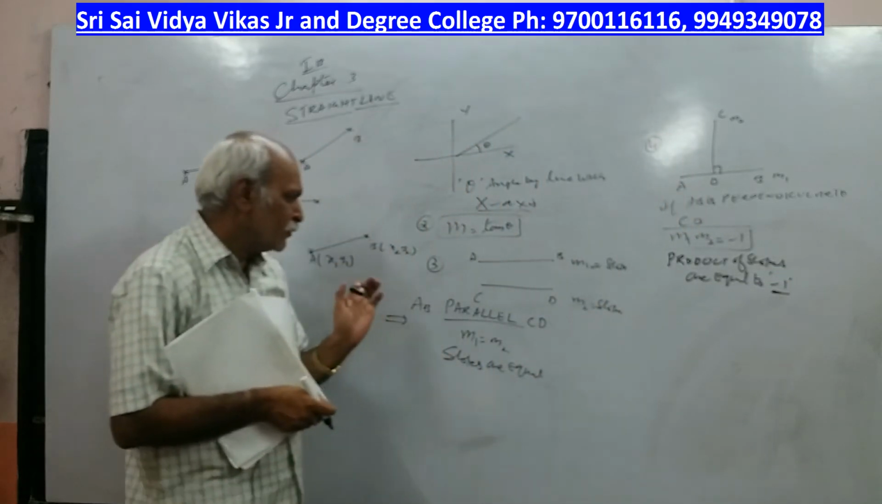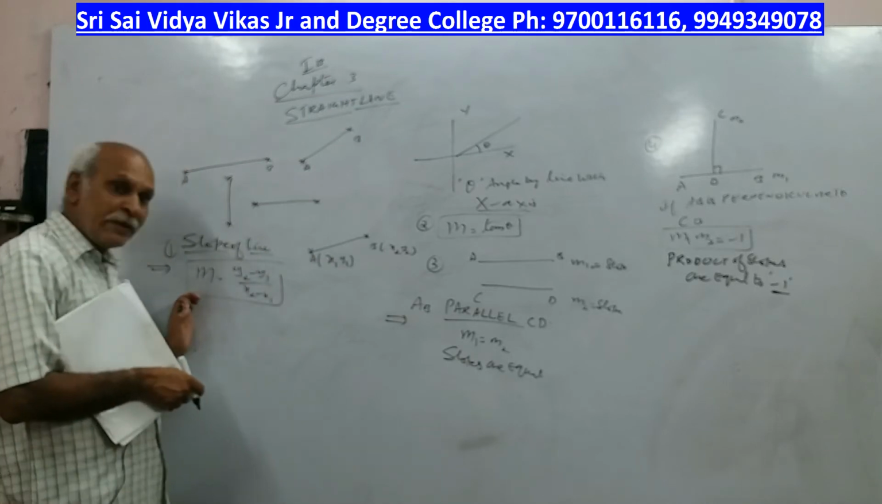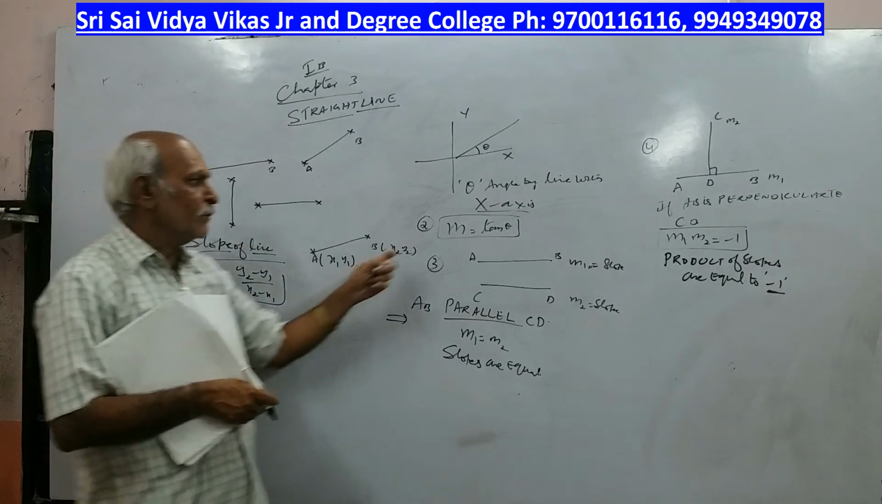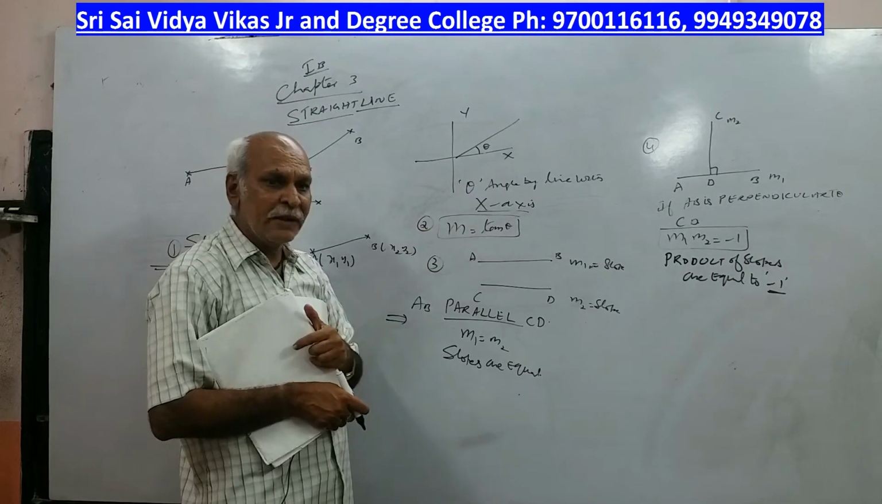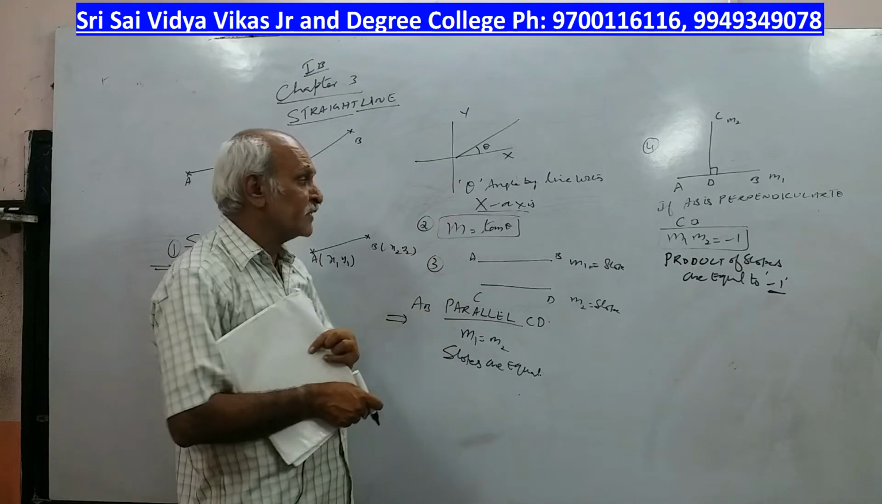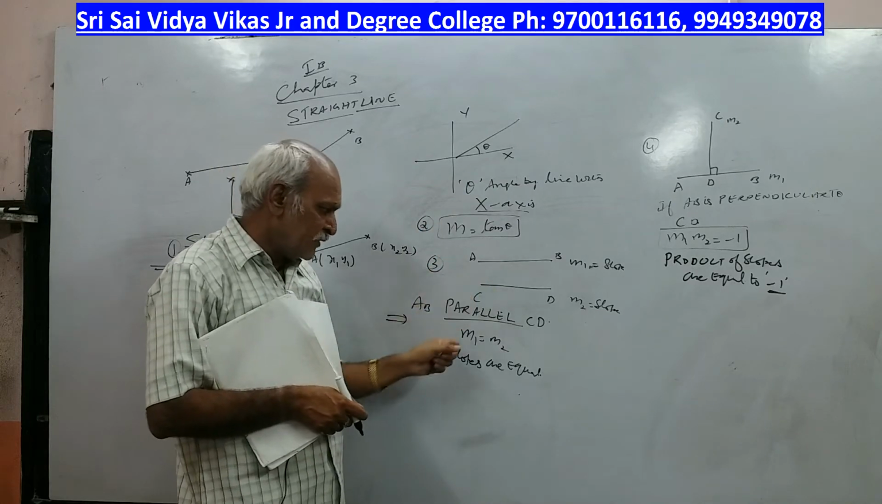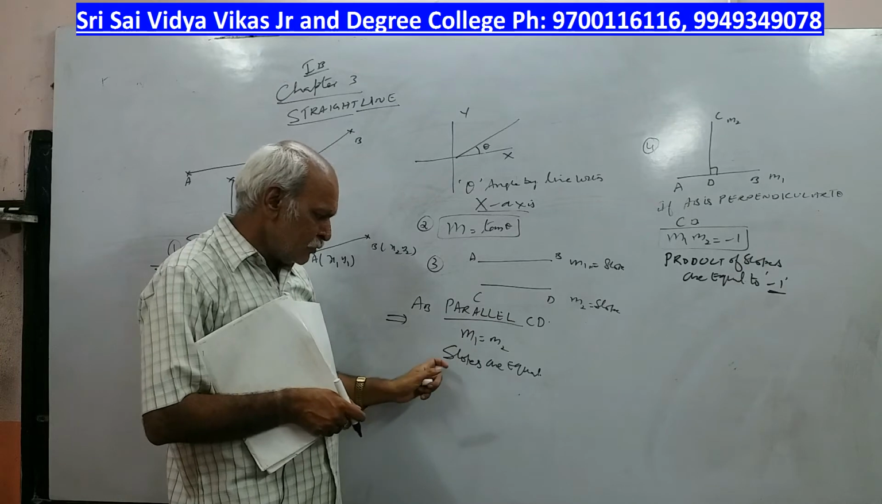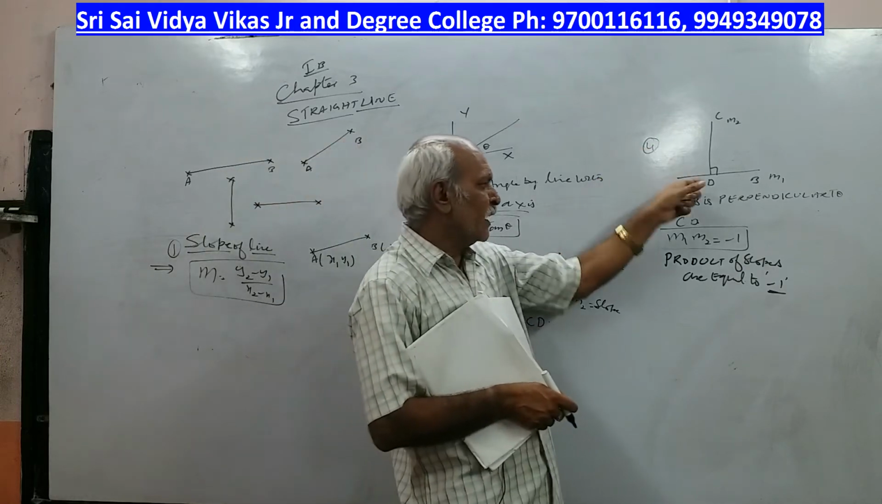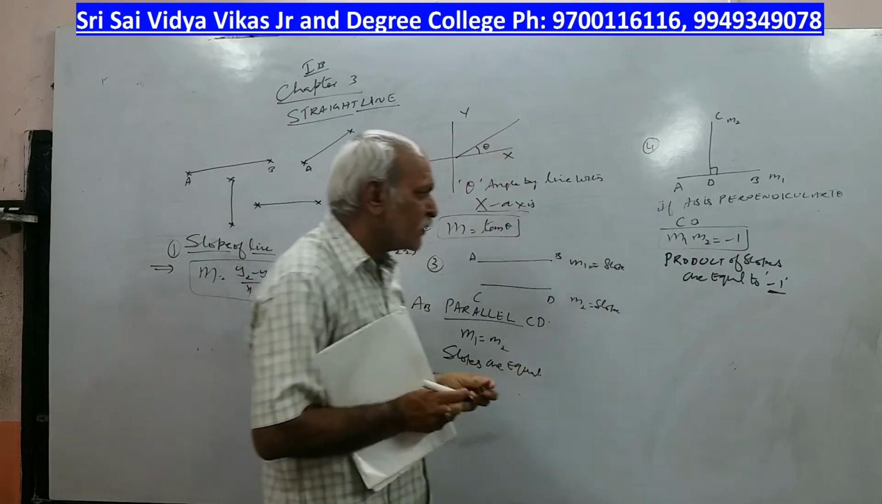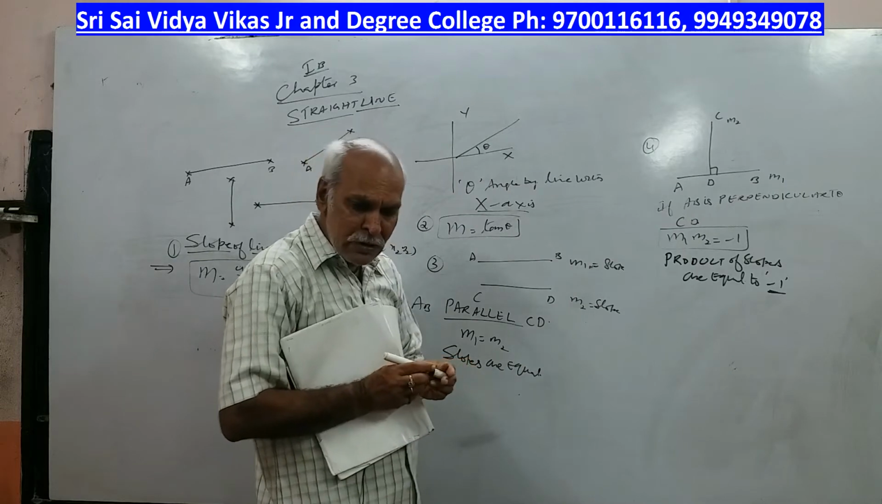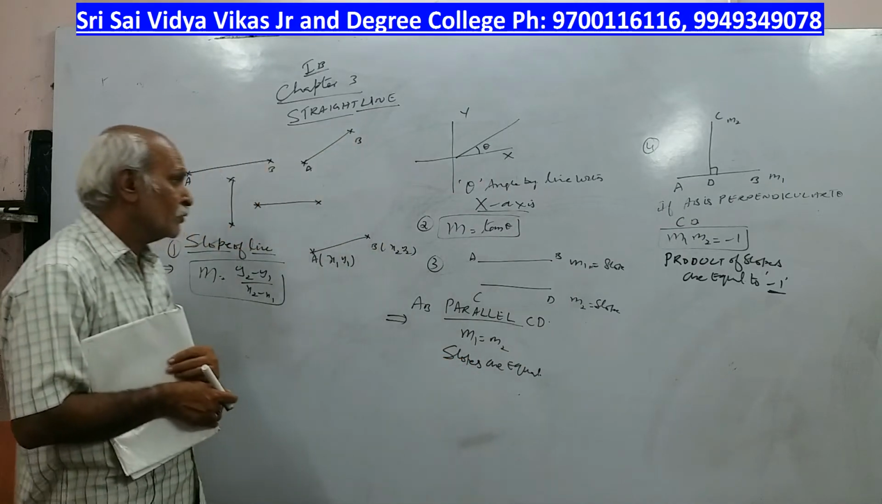So the first formula is y2 minus y1 by x2 minus x1. Then m is equal to tan theta, where theta is the angle made by the line with the x axis. Then if two lines are parallel, M1 is equal to M2, slopes are equal. If they are perpendicular, M1 M2 is equal to minus 1, that is, the product of the slopes is equal to minus 1. Okay, please note down this formula, sir.